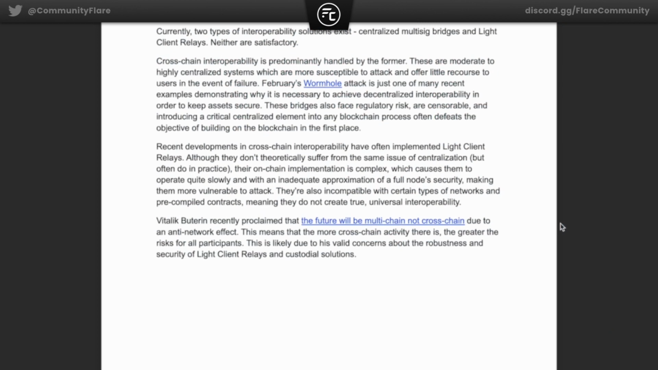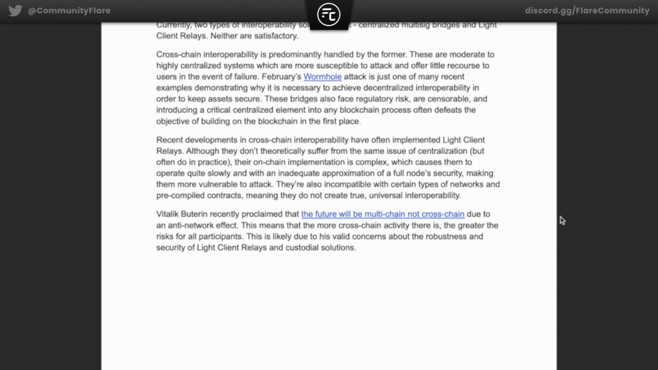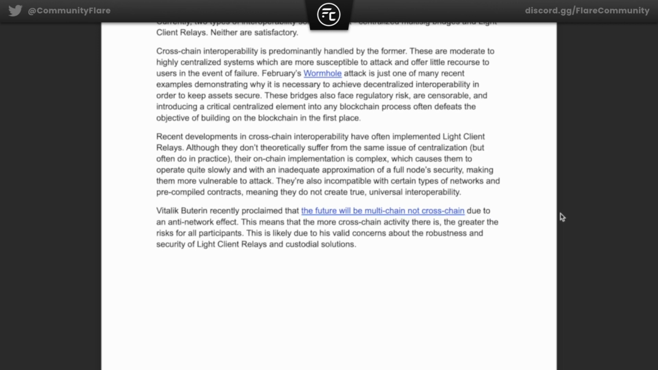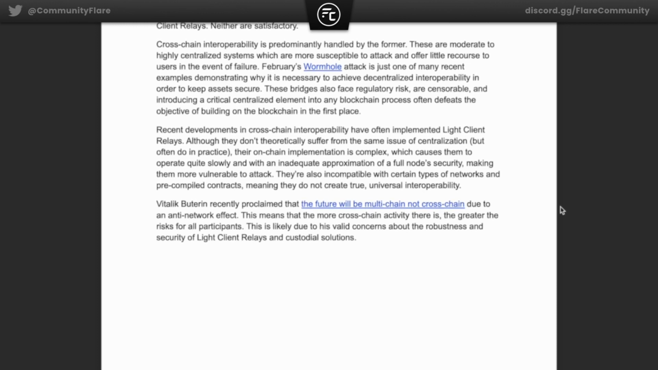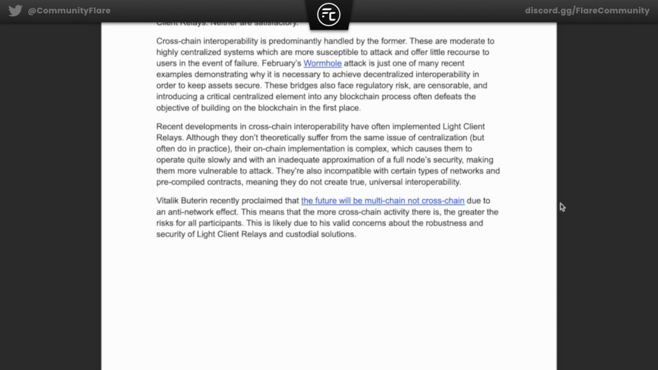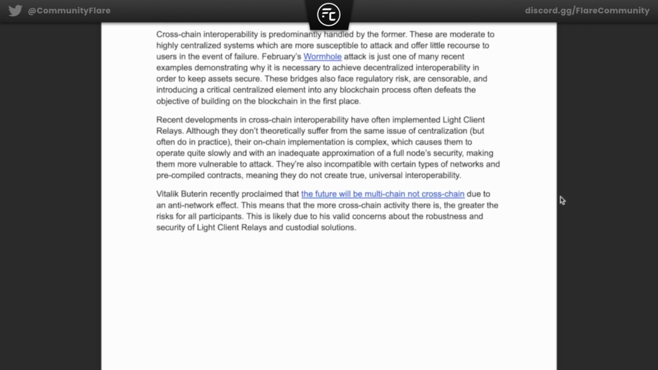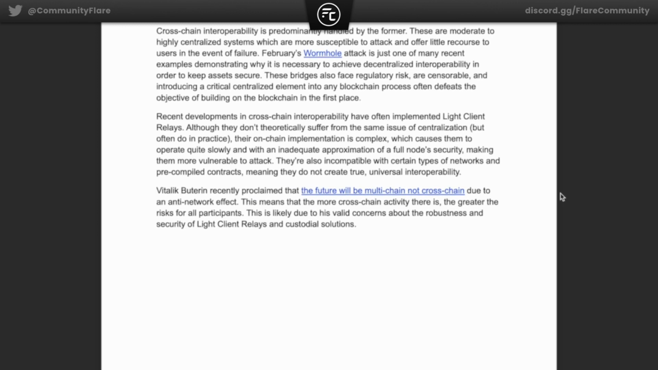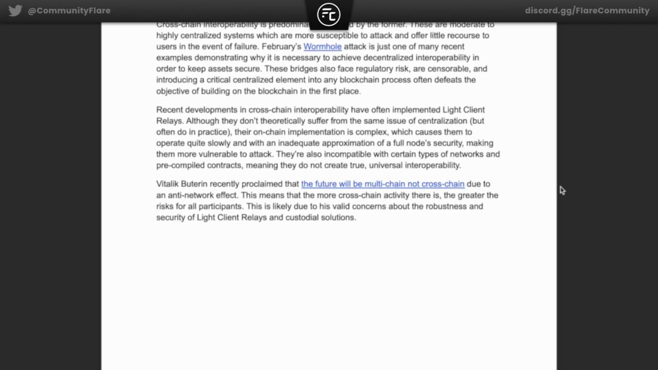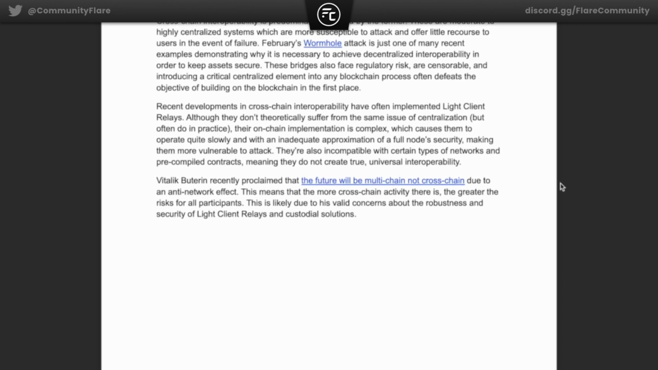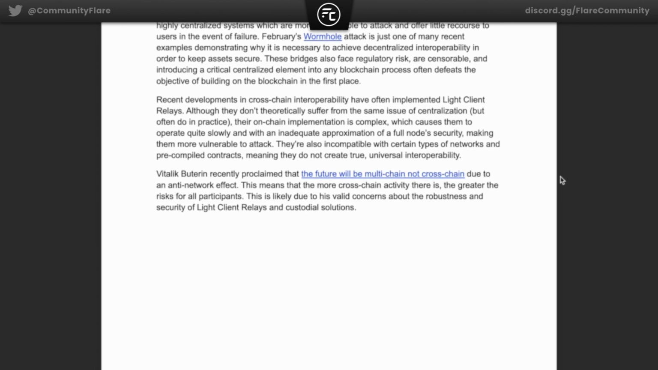Recent developments in cross-chain interoperability have often implemented light client relays. Although they don't theoretically suffer from the same issue of centralization, but often do in practice, their on-chain implementation is complex, which causes them to operate quite slowly and with an inadequate approximation of the full node security, making them more vulnerable to attack. They're also incompatible with certain types of networks and pre-compiled contracts, meaning they do not create true universal interoperability.